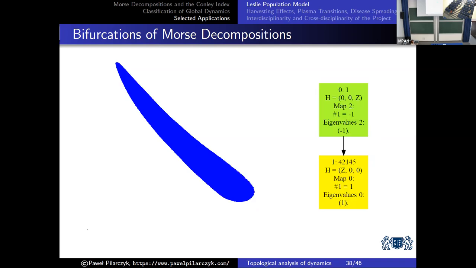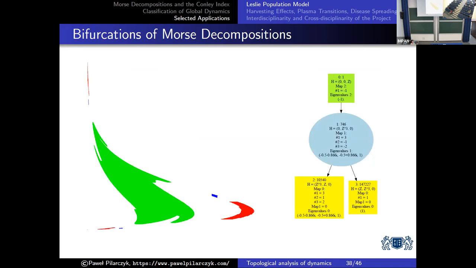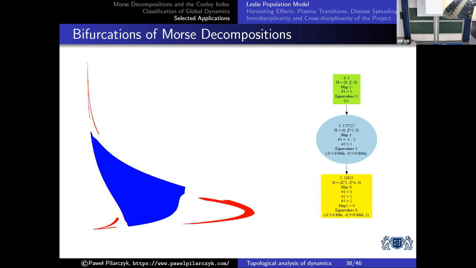Then we get some bifurcations, like undoing the period doubling bifurcation. There is a period three orbit whose Conley index is trivial, but after you move a little bit with the parameters, it splits into a period three attractor and a period three saddle. So this is a saddle node bifurcation, except at period three.